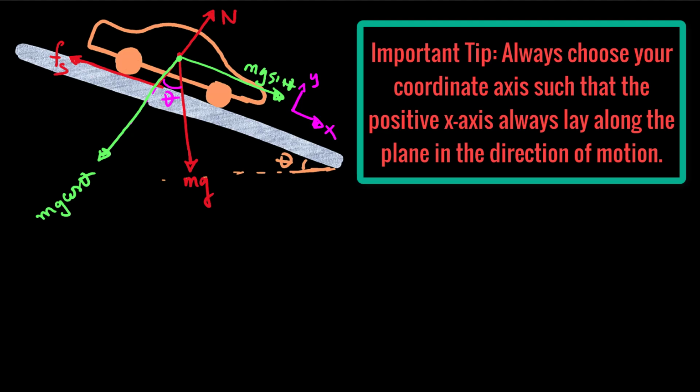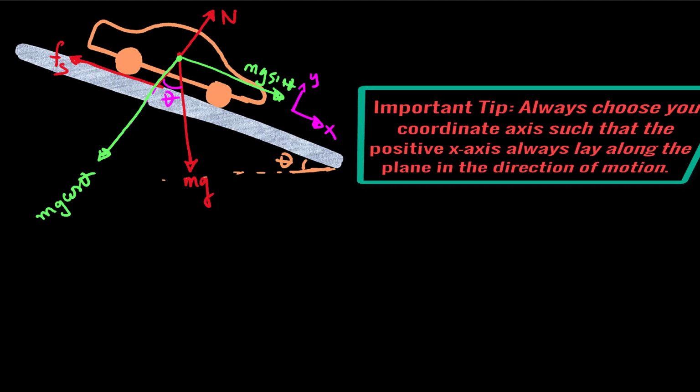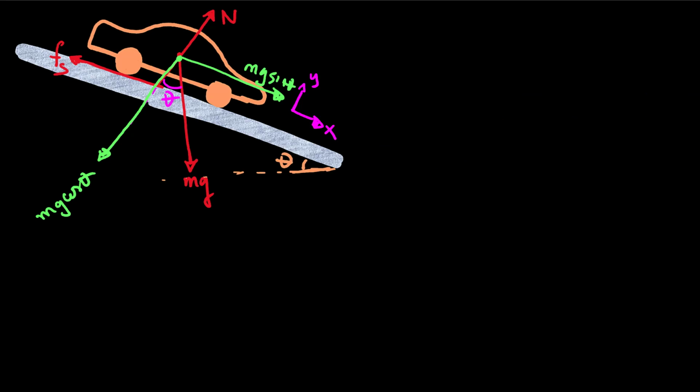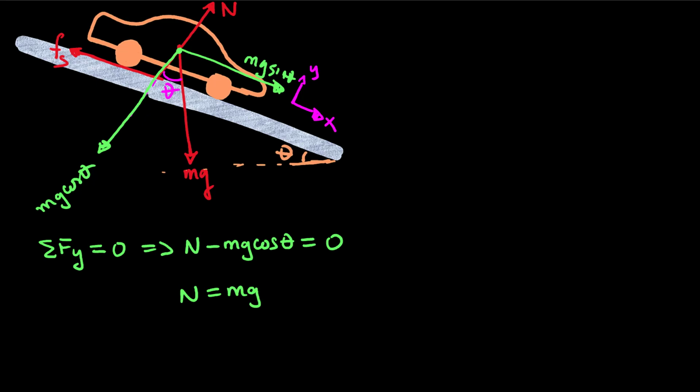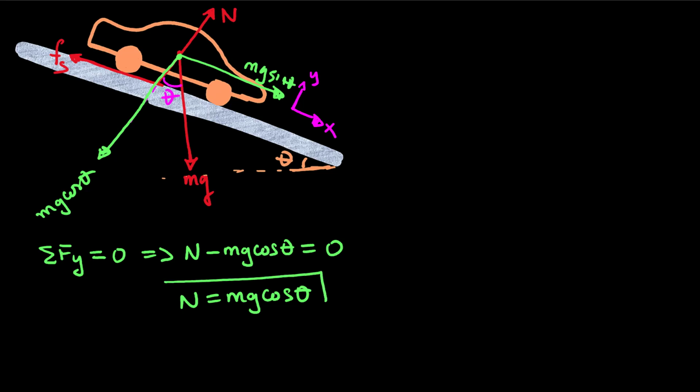So the next thing that we will do is to apply Newton's second law for the car. Let's start with the y direction. The sum of forces along the y direction is 0. This implies that N minus mg cosine theta is equal to 0. In other words, N is equal to mg cosine theta. This gives us the normal force that the road exerts on the car. Remember, it acts on each tire, so I've bundled all of that into one big force, N.